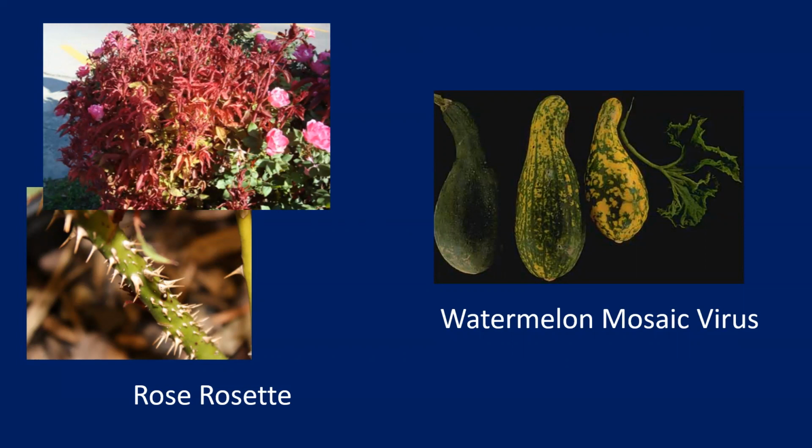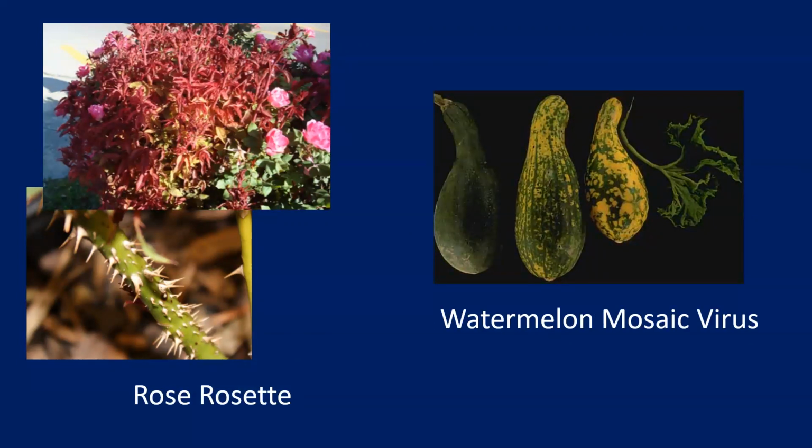So on the left is rose rosette, which is caused by an infection from a mite that is blown in on the wind. And you can see there's a profusion of red growth there that does not look normal. And you also might see what's called a witch's broom, which is a proliferation of branches in that area. And you might see an excessive amount of thorns.